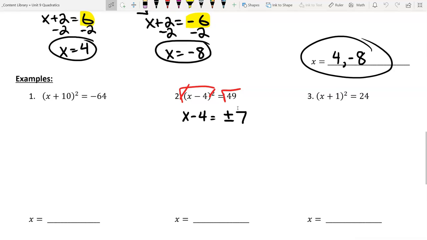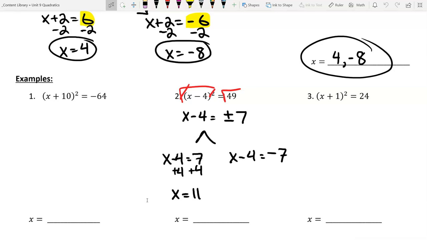Here's right where we would split it and do x minus 4 equals positive 7 and x minus 4 equals negative 7. And then we solve both. So solving the left one, I would add 4 on both sides, which is going to be consistent in each of them. It's really just, are we adding 4 to a positive 7 or a negative 7? Here on the left, it's the positive 7, so x equals positive 11.